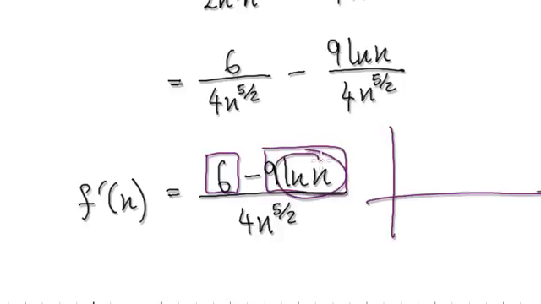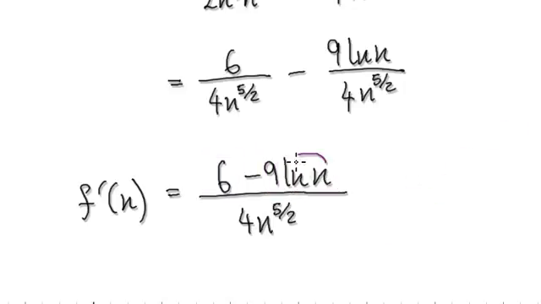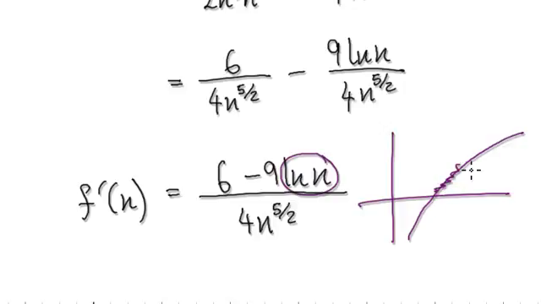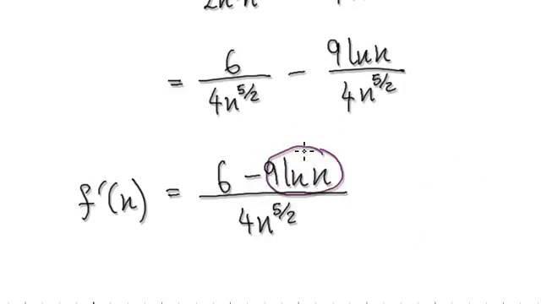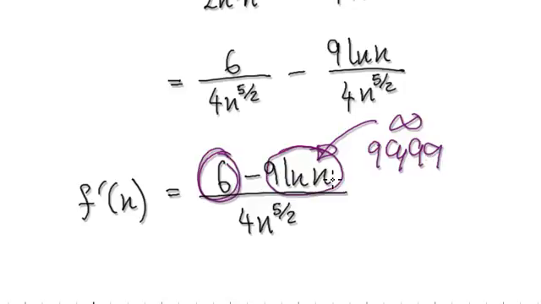If you look at this thing here, natural log of n looks like this. Natural log of n is always climbing, beyond a certain point. So this thing is going to get bigger and bigger and bigger. It has the ability to go all the way to positive infinity. So eventually, this 6 take away a very, very big number is going to enter the negative realm.